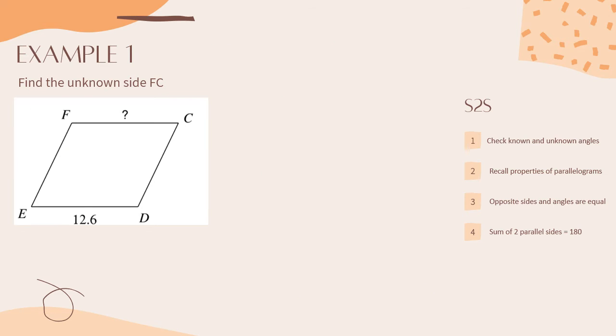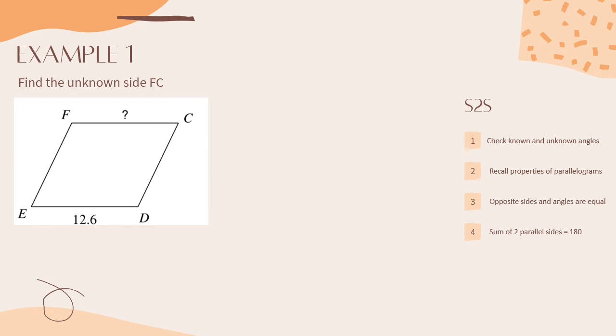Let's jump right ahead to examples. Example 1, find the unknown side FC. So let's just check our parallelogram over here. We have EFCD as a parallelogram. ED is 12.6 centimeter. Then you need to find the unknown side, the question mark right here. What is the measurement of FC? Step 1, check known and unknown angles.